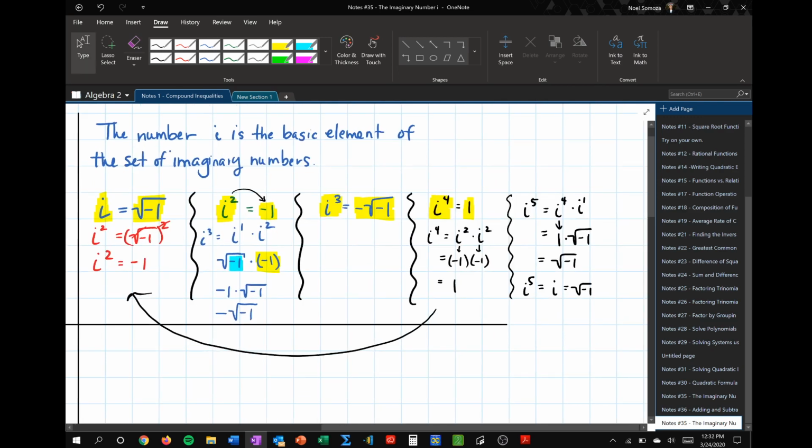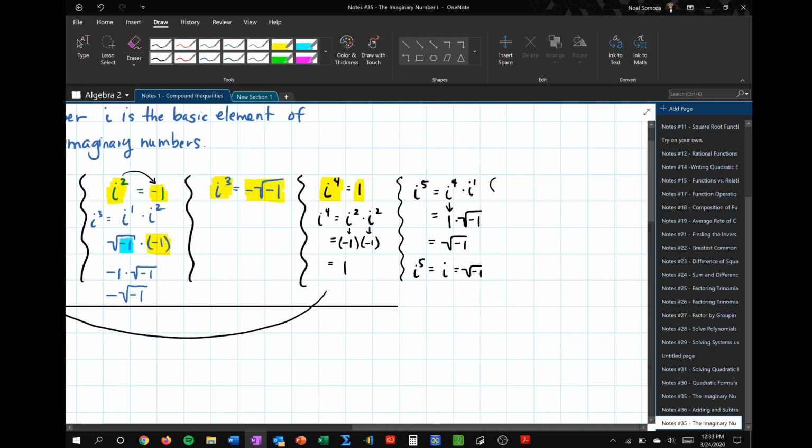It cycles back. If I were to try i to the sixth, that's i to the fourth times i squared. What is i to the fourth? Well, i to the fourth is still 1, and i squared, based on what we know, is equal to negative 1. So negative 1 times 1 is still negative 1. So in reality, i to the sixth is equal to the same thing as i to the second, because those are also equal to negative 1.